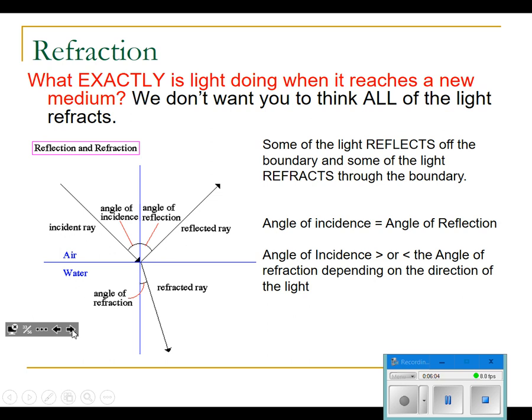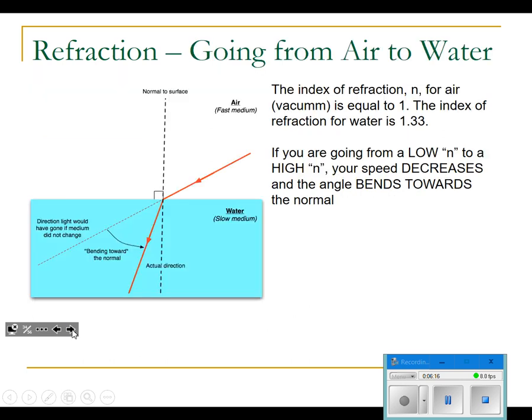But those angles are not ever equal, because the angle of incidence and the angle of refraction are not equal to each other. They're always going to be different from each other because of the bending of the light. So the index of refraction, N, for air or vacuum is equal to 1. The index of refraction for water is 1.33.